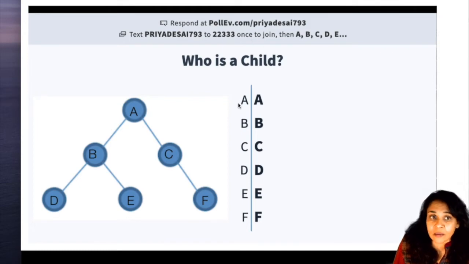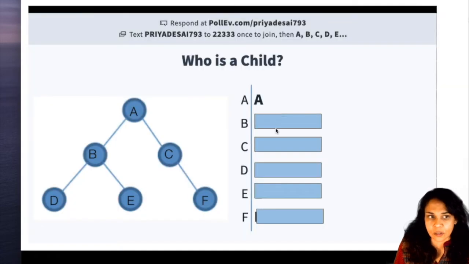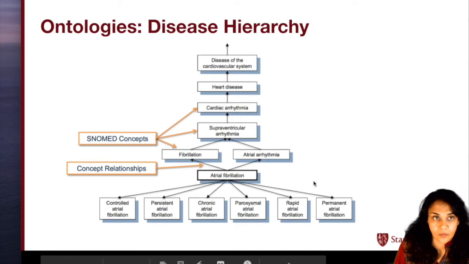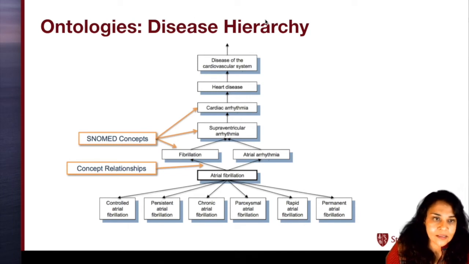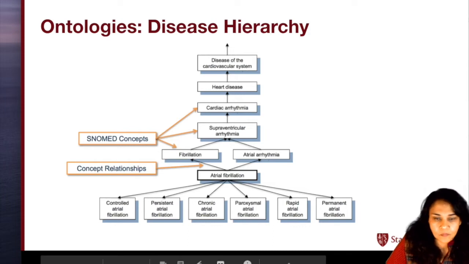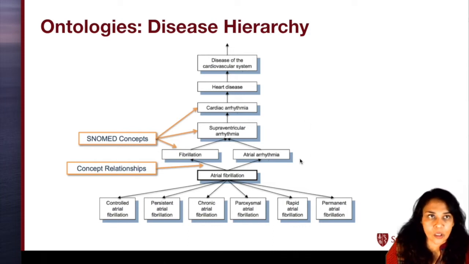So who is a child? Take a moment to get those answers. So except for A, all the others are children. And this is the disease hierarchy that I was talking about. So let's actually go to the notebook.